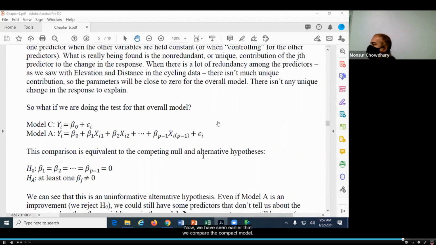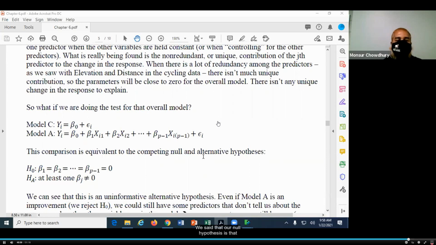Now, we have seen earlier that we compare the compact model, which is the simple linear regression model, with the model with more than one predictor. Now what happens if we are just doing the test for the overall model like this? Our compact model here is the mean model. That means we are not including any predictor in our model. We call it the simple model. And in the augmented model, we are including the predictors. Now we'd like to know whether these predictors are useful or not. That means whether the model is useful or not.